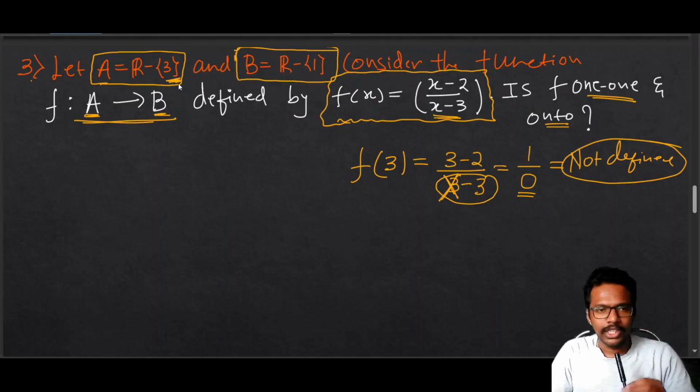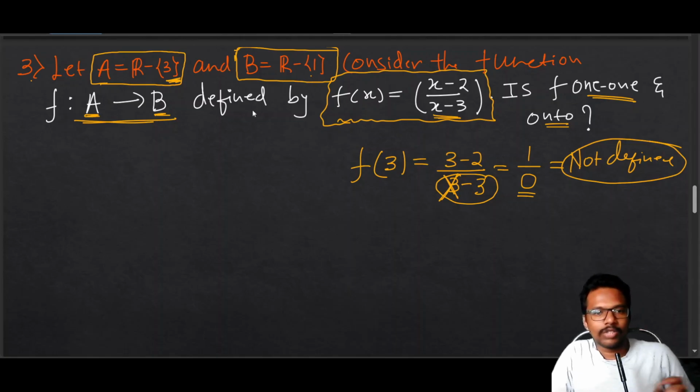Other than 3, if you substitute any real number in the place of x, there will be no problem. When you substitute 3, it becomes not defined. To remove that problem they have already mentioned that in domain A every real number is there but except 3. Similarly, in the codomain they have also removed 1. While solving onto, we are going to understand why they have removed 1.